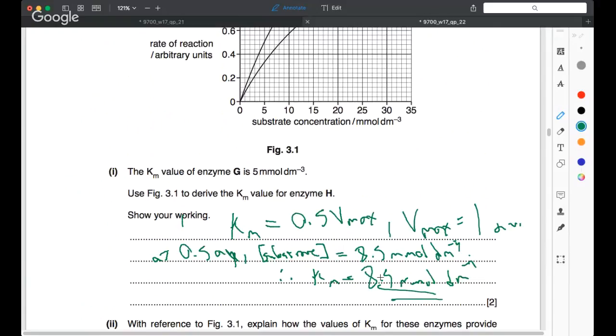So the working part is literally just how I would write it, because I want to write down every step that I'm thinking through. But the points that you're awarded for here are for getting the right answer with the right units, and for just stating that Km is half of Vmax.